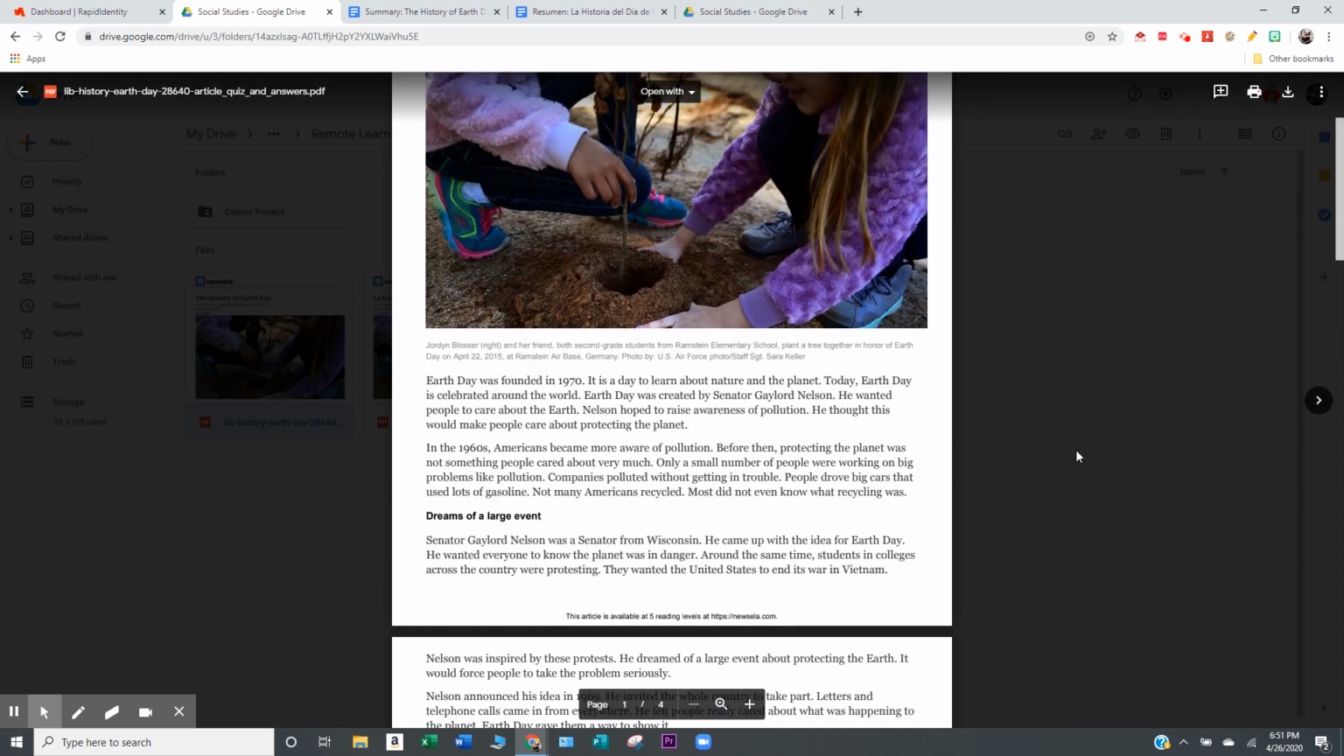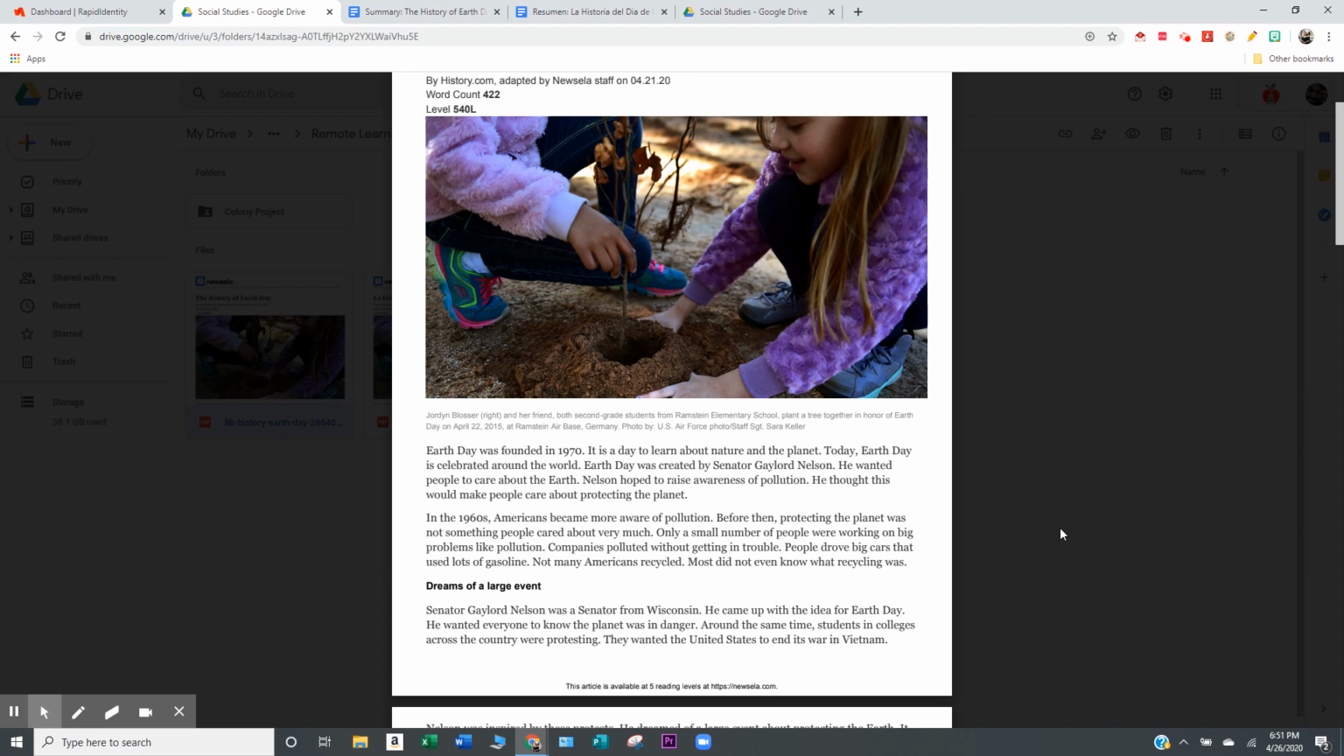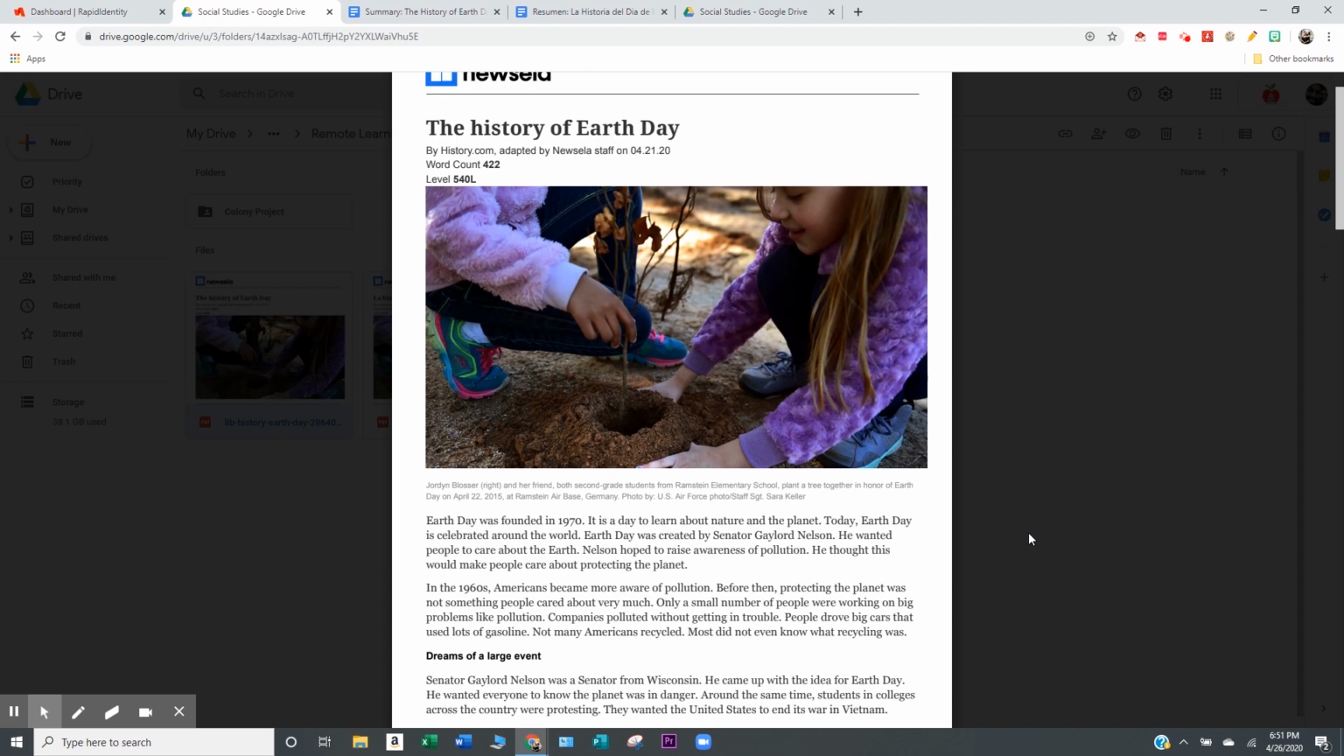Now, what is a main idea? The main idea is, after you read something, in your own words, you retell just the most important idea that the author wanted to get across. So we'd have to read that.